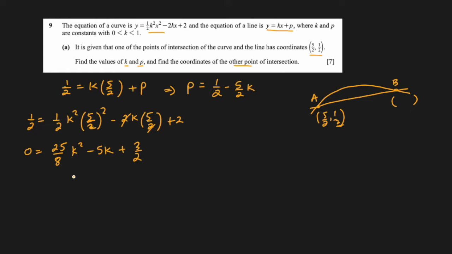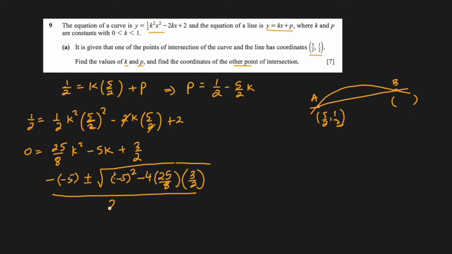We can straight away find its solution by, okay, let's use the quadratic formula, the easier one. You can use any other method if you want, but I will use the quadratic formula. Minus b plus minus square root of b square minus 4ac, over 2a. Okay, let's see what it gives us. 5 plus minus square root of 25 minus, this will go and cancel with this, so it becomes minus 75 over 4.